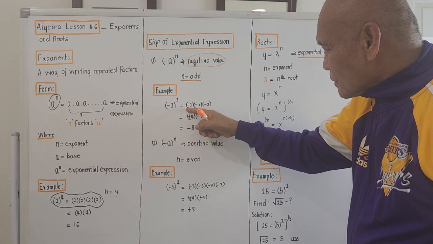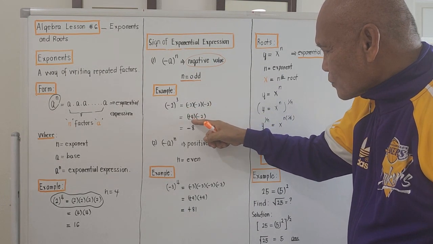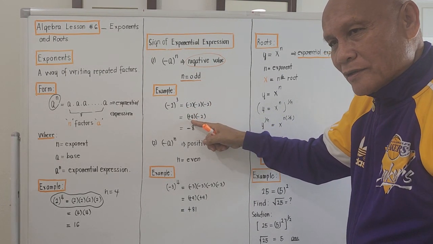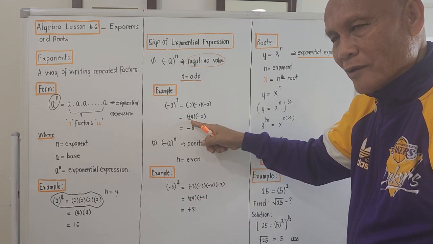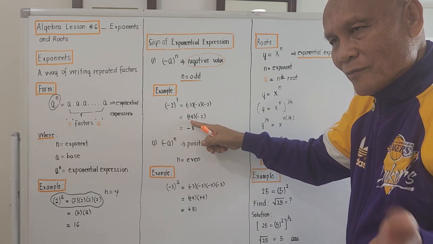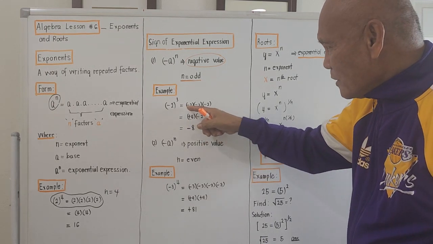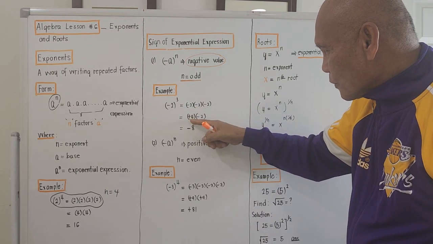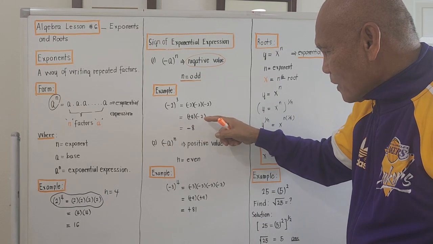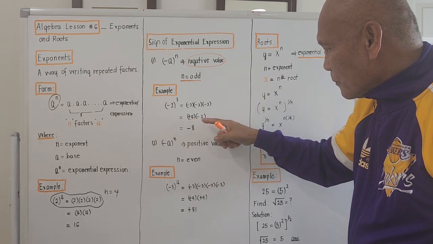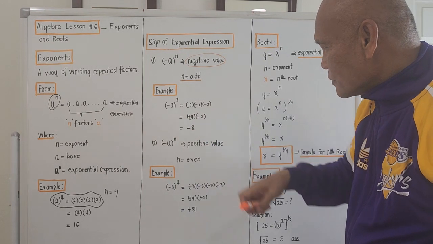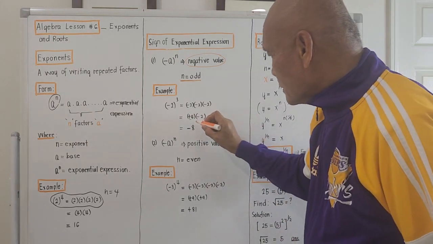A negative 2 times a negative 2 will be a plus 4. Under the fundamental operation signs of multiplication, a minus and a minus will be plus, right? So a minus 2 times a minus 2 will be a plus 4, times a minus 2. A plus 4 times a minus 2, a plus and a minus will be a minus 8. Right?